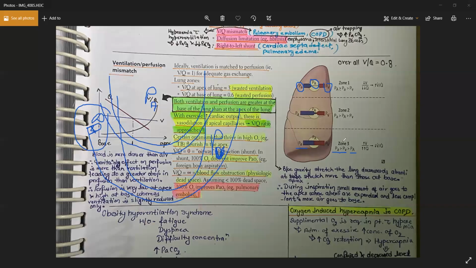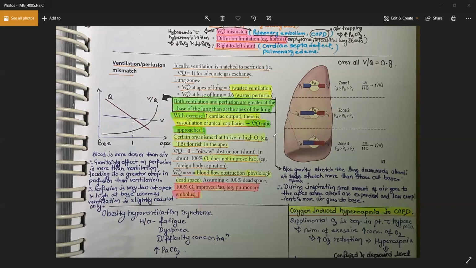Any doubt? So please remember about these three zones. In zone 1, the alveolar pressure is highest. In zone 3, the alveolar pressure is minimum. In zone 2, first you will have the arterial pressure, then the alveolar pressure, and finally the venous pressure. Now, gravity will affect both my air as well as my blood, right?